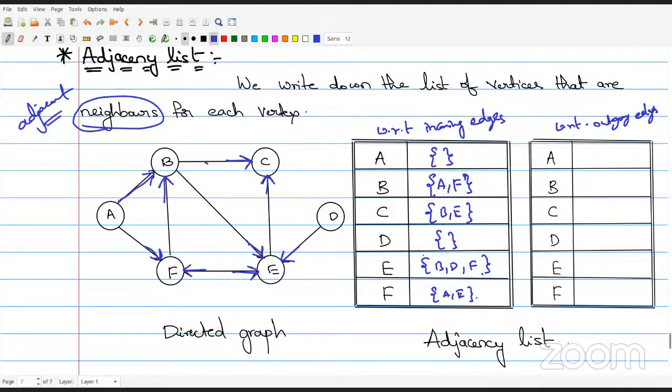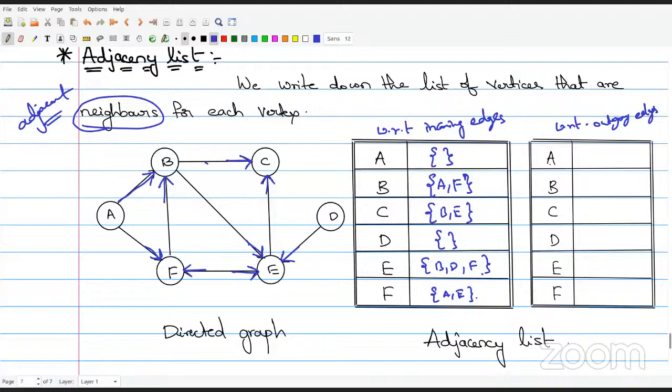The adjacency list should also exist for a non-directed graph as well, right, sir? It will exist. It's bidirectional, so yes. See, why we study adjacency list is because this is the advantage. The time complexity will be very less compared to adjacency matrix.